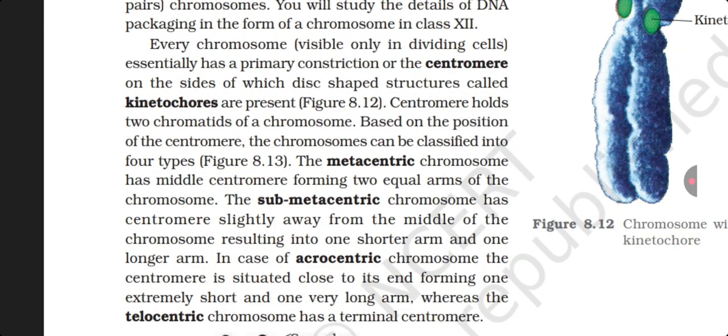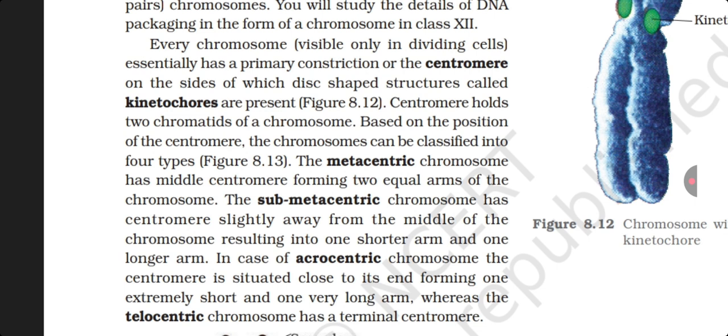Every chromosome, which is visible only in dividing cells, essentially has a primary constriction or a centromere, on the sides of which disc-shaped structures called kinetochores are present. The centromere holds the two chromatids of the chromosome. Based on the position of the centromere, the chromosomes can be classified. The metacentric chromosome has a middle centromere forming two equal arms of the chromosome.